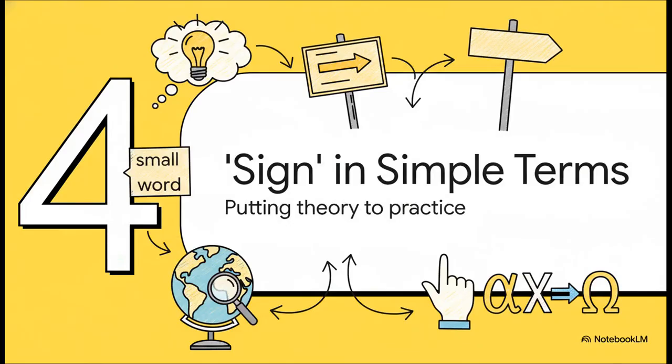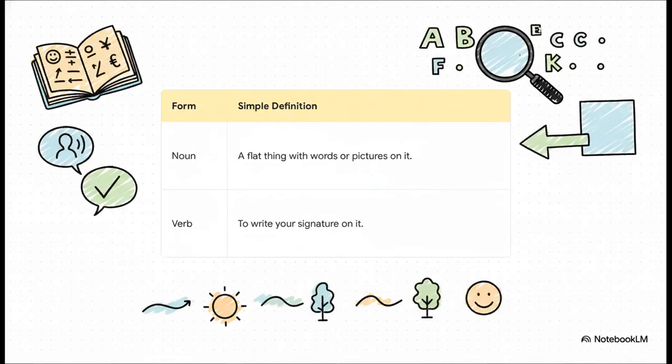Okay, so let's connect this all back to where we started. Our humble little word, sign. How does looking at sign with this whole Basic English idea in mind actually show us how it works? Okay, let's look at those definitions one more time. The noun, a flat thing with words or pictures on it. The verb, to write your signature on it.